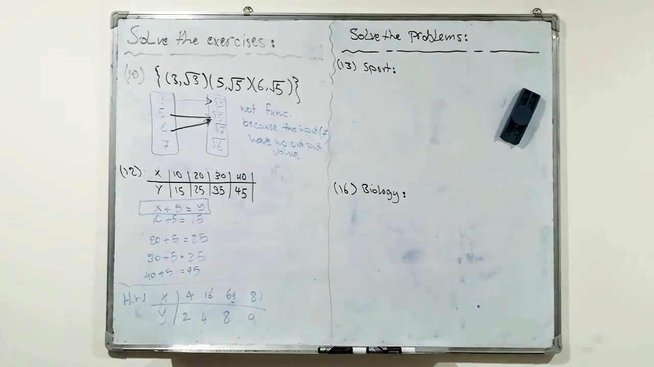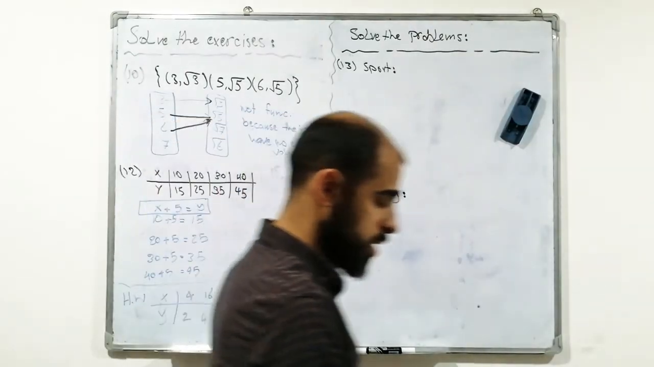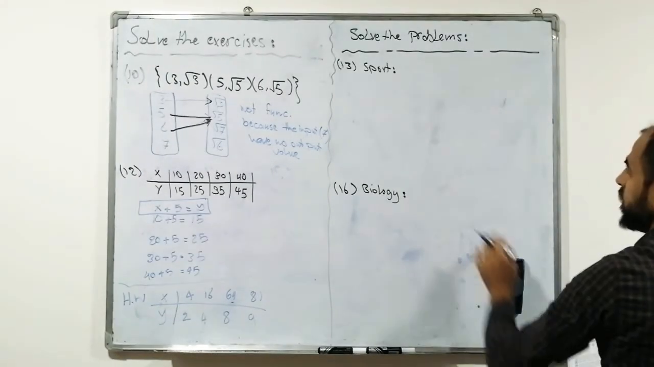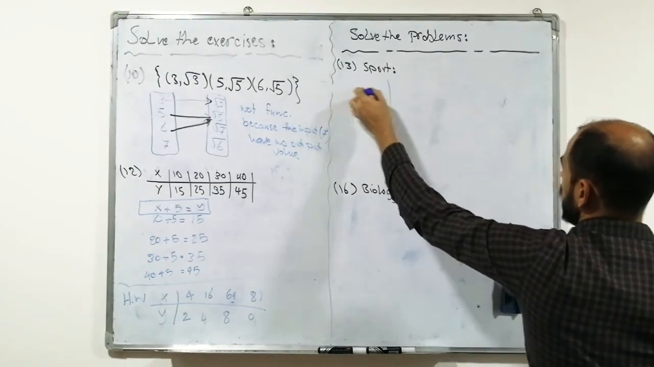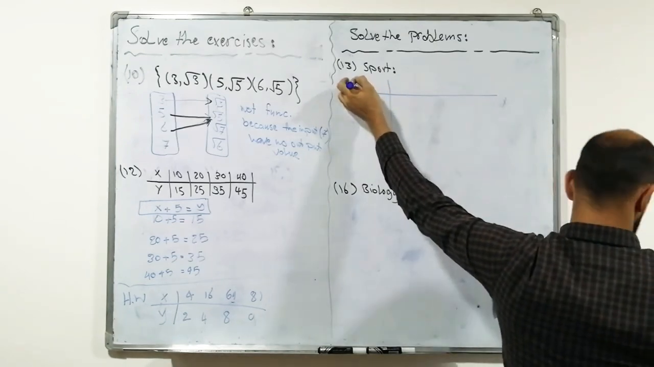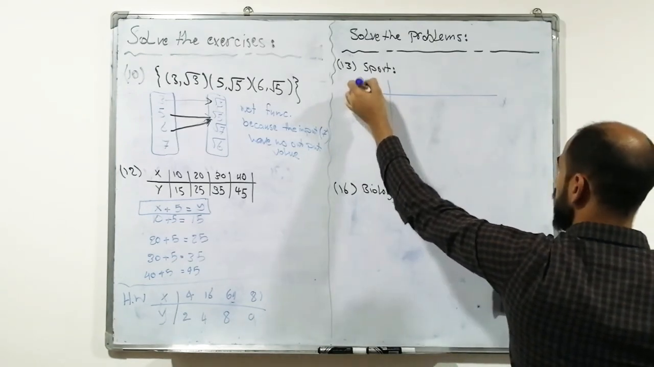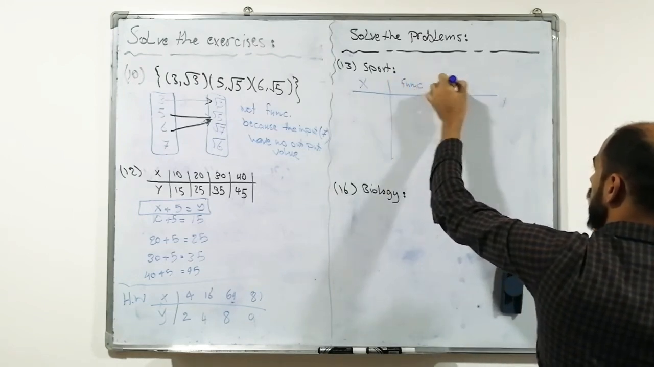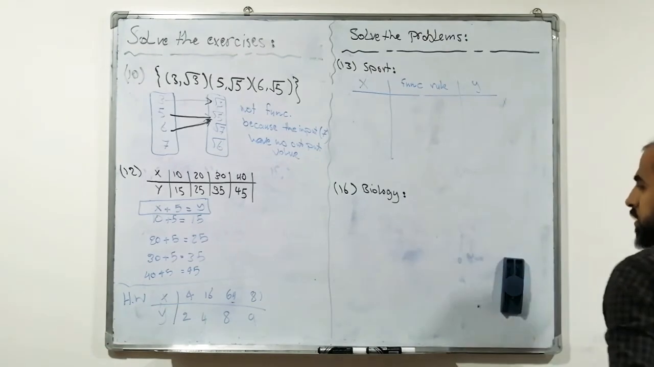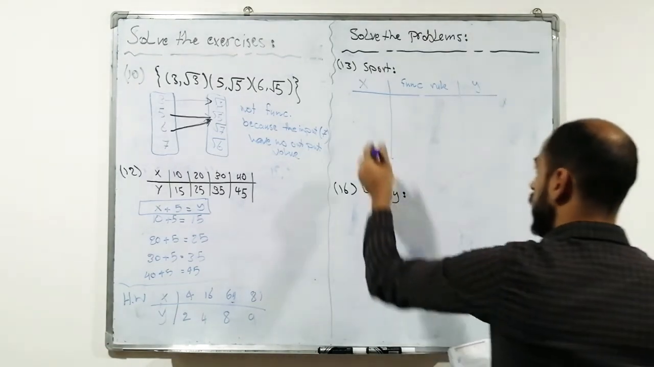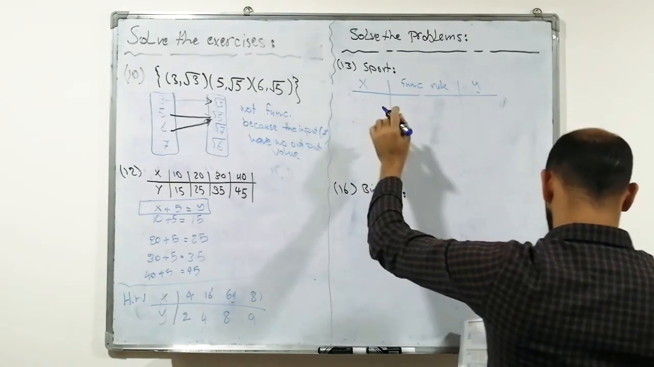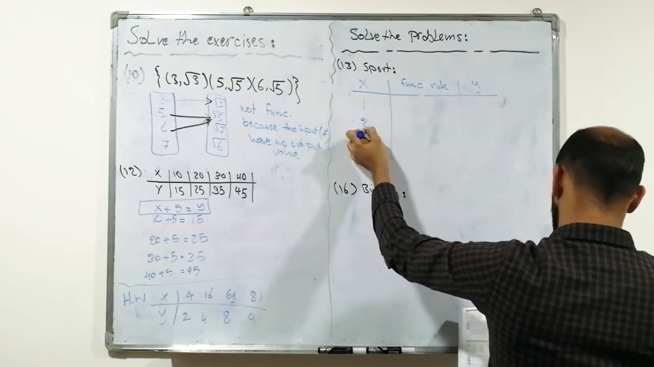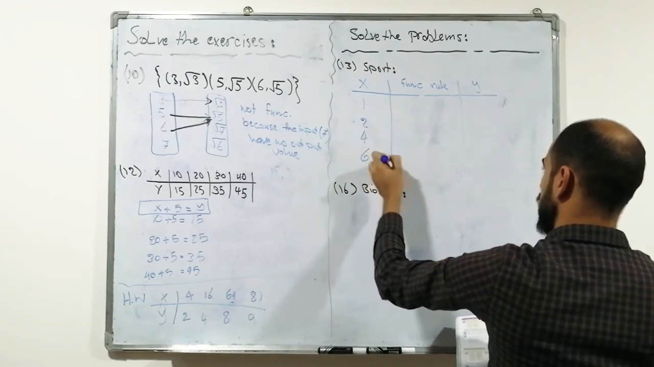It's exactly like question number 6 that we solved previously. We have to make a function table. What is the function table? We know previously the function table represents the input value, which is x, and the function rule, and the output value. Here we have the number of hours: 1 hour, 2 hours, 4 hours, and 6 hours.